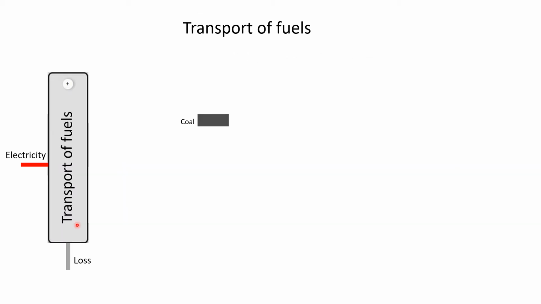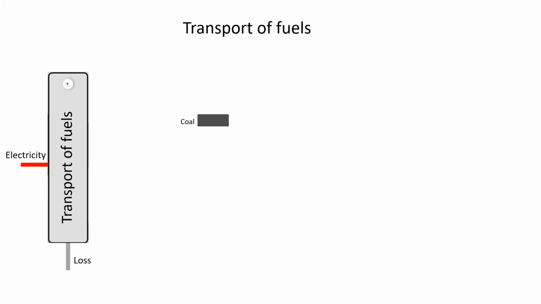When looking at the transportation of fuels, we can see that there occur losses. Let's for instance say we use electricity in transport of fuels. We can see electricity going into the transportation of fuels, and then it comes out as losses.